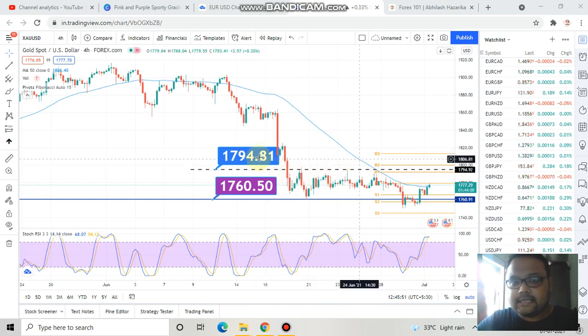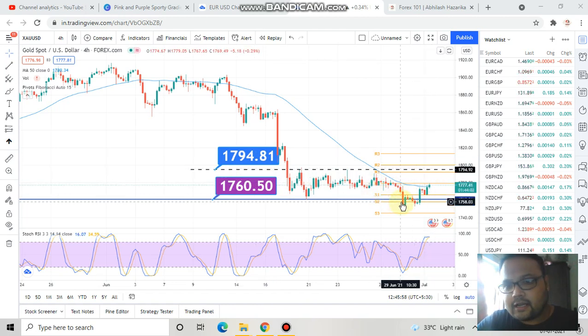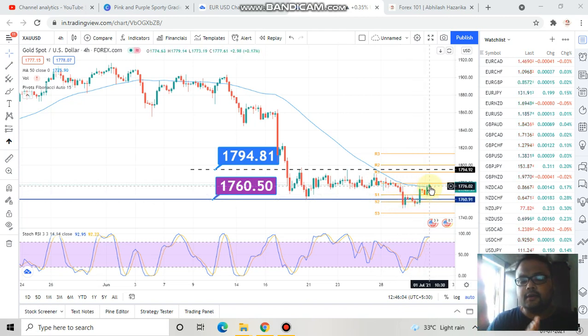And you can clearly see that the market is trading in the middle. The market touched the support level once, and after touching the support level, the market recovered, and right now the market is trading in the middle. So still the market is trading in a narrow range.